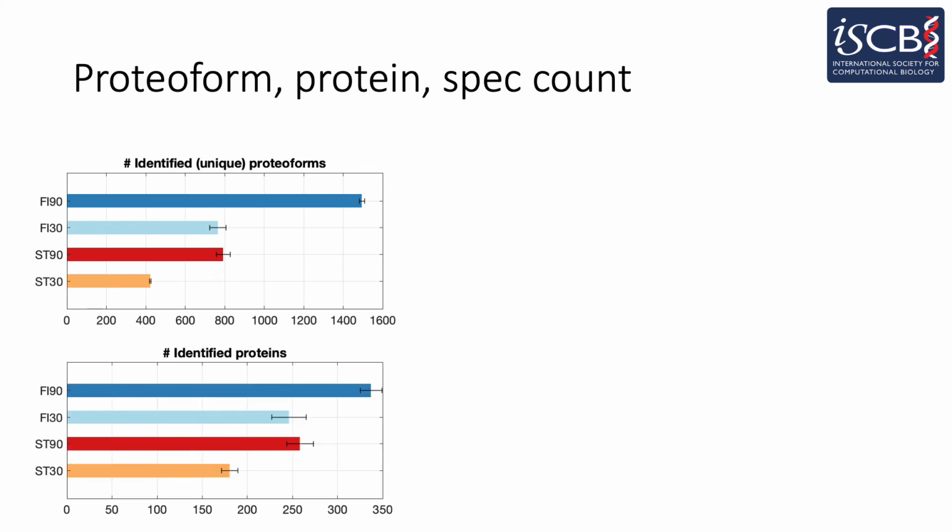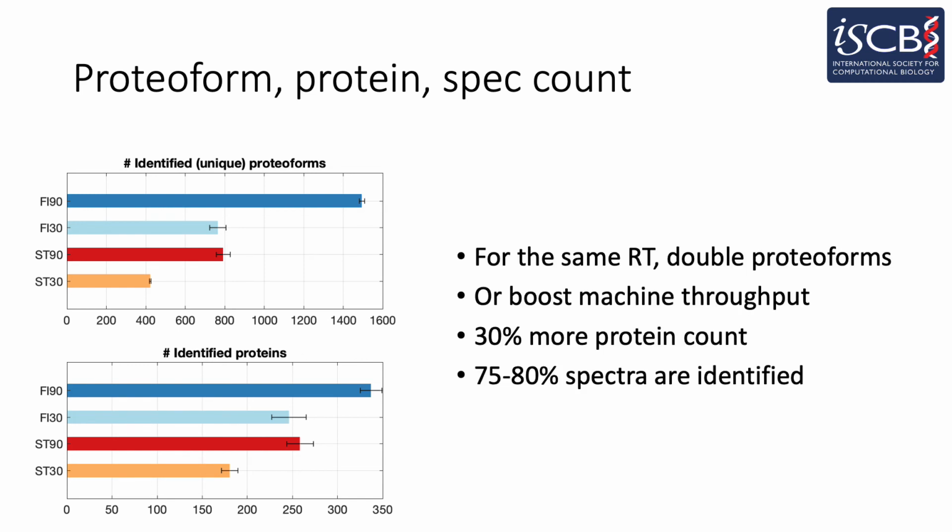In terms of proteins, again, significant boost was observed for FLASHIda runs. Overall, the results show that FLASHIda almost doubles proteoform count or significantly boosts machine throughput. It also yielded 30% more proteins.